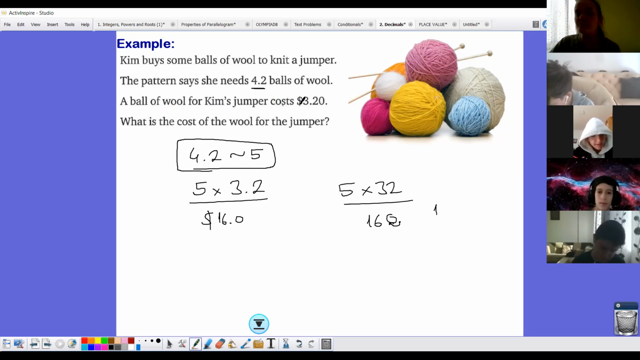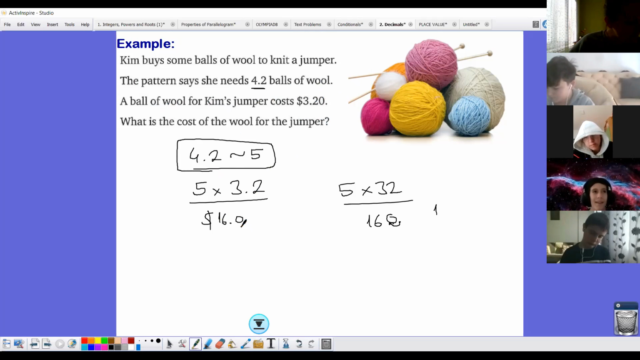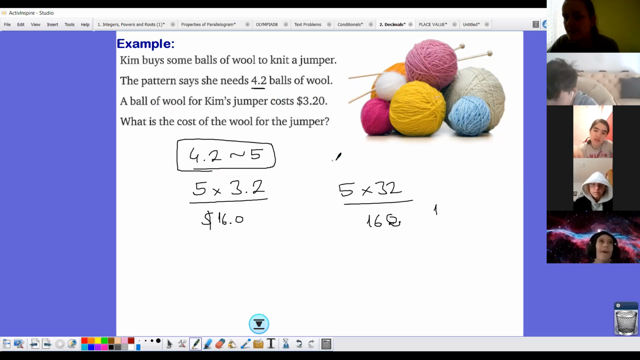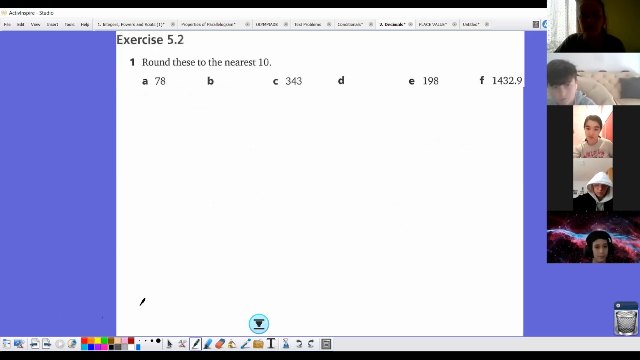One ball of wool is $3.20. I am multiplying 5 times 3.2, and I have to give $16 to buy 5 balls. Is it understandable? Yeah, I understood it. Teacher, let me take a screenshot and then I'll write it. Okay, I wrote it, teacher.